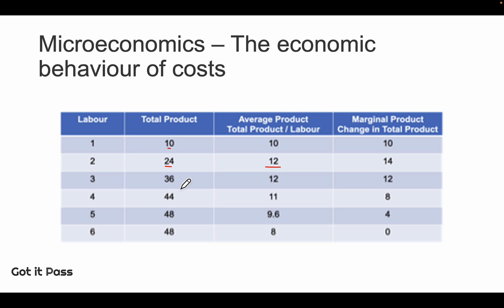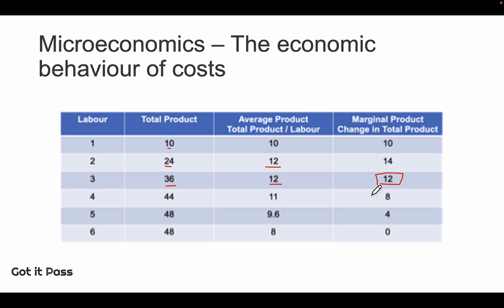And if we have 3 labors in total, the total products right now achieve 36 units, and the average product is 12 because 36 divided by 3. And the marginal product for this incremental third labor, the incremental contribution by this particular labor, is 12, the difference between 36 and 24. So here you can see that the marginal product change for the third labor is 12. It is lower than the second labor.